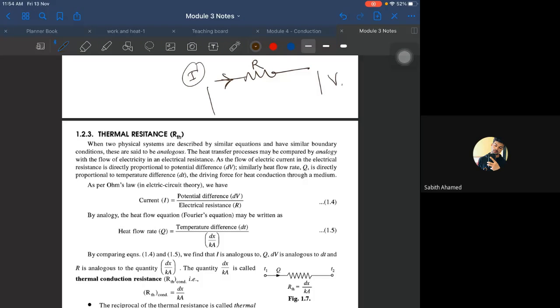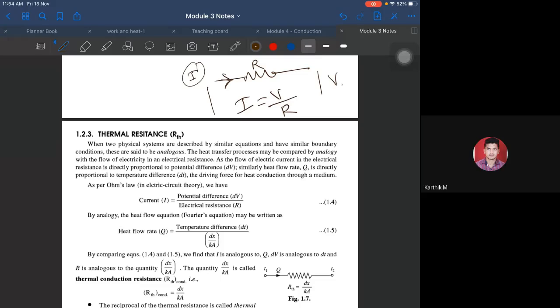V is equal to IR. V is equal to I divided by R. Correct? Is it I is equal to V by R? I want answers from humans. What is the correct answer then? I is equal to V by R. Now it is correct.